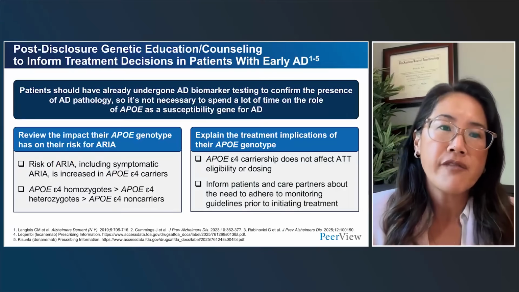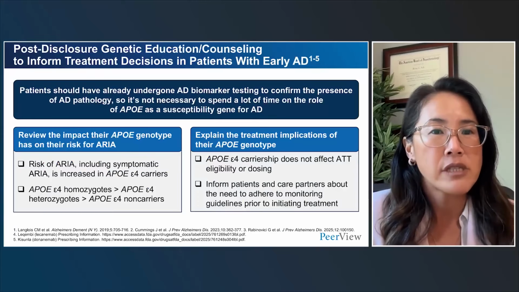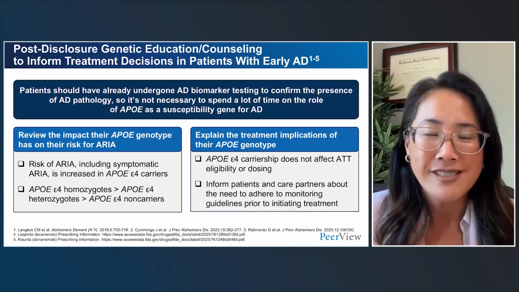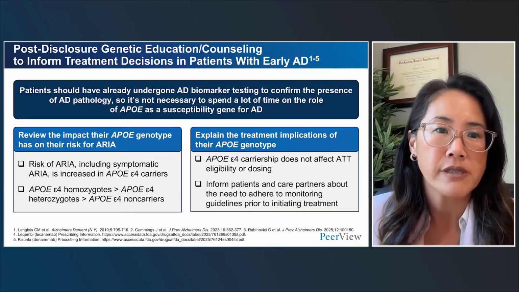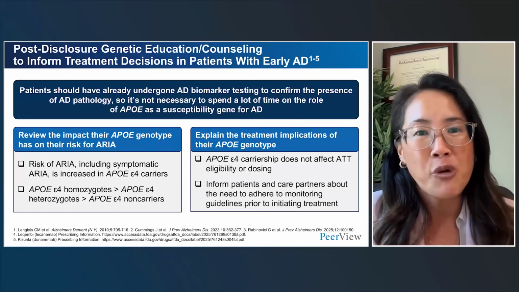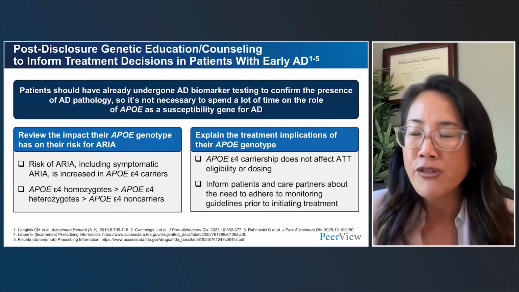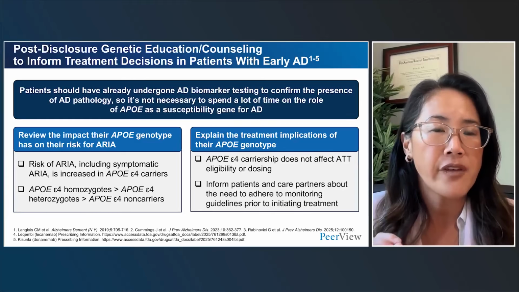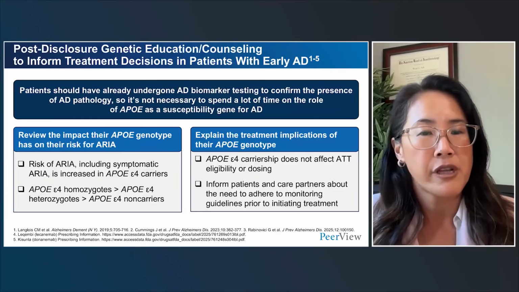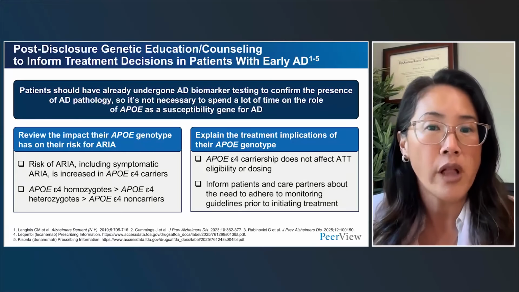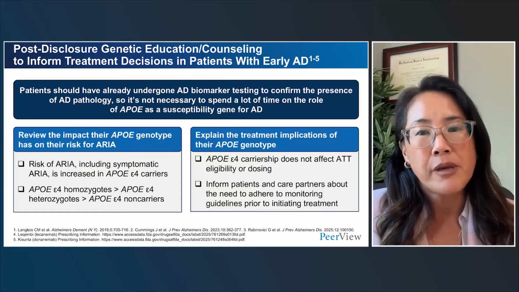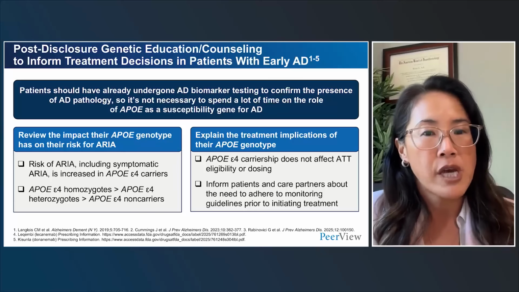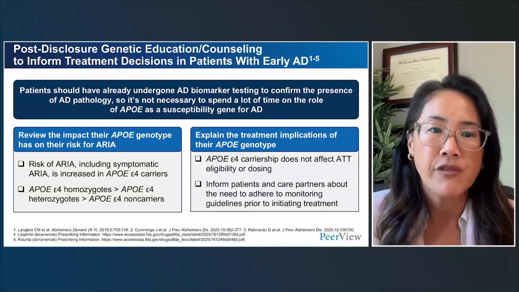And then when we're giving the post-disclosure genetic information and counseling, we really want to make it clear this is to inform about treatment decisions with people who have early Alzheimer's disease. So again, patients should already know their biomarker status as they've gone through the process of testing for Alzheimer's disease, the amyloid status, to really determine that they have AD pathology as part of the amyloid targeting therapy process and determining whether they qualify. So the APOE genotyping is more about risk stratification for ARIA. And then when we go over the APOE genotyping results, it's in the context of the risk for ARIA.